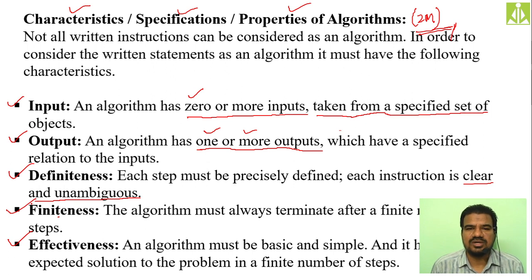If you put some complex calculations, some more technical things into the algorithm, then definitely nobody will show interest in developing your algorithm. Hopefully you understood. So an algorithm must be basic and simple and it has to give the expected solution to the problem in a finite number of steps. This is the effectiveness of your algorithm. If your algorithm is satisfying all these characteristics, all these properties, then we call such a thing an algorithm.